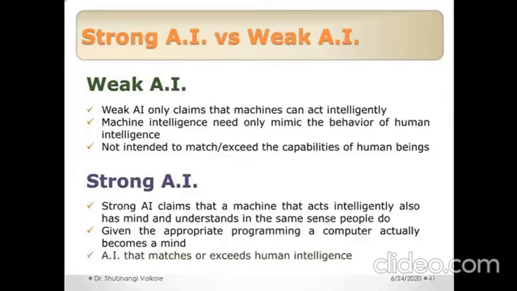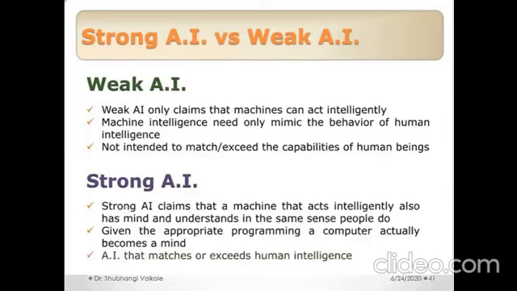Then what is strong AI? Strong AI claims that a machine that acts intelligently also has a mind and understands in the same sense people do. Here we can give the example of certain robots that are able to understand the minds of people also. We can give the example of the Turing test. The Turing test responds intelligently to the questions of human beings. And given the appropriate programming, a computer actually becomes a mind.